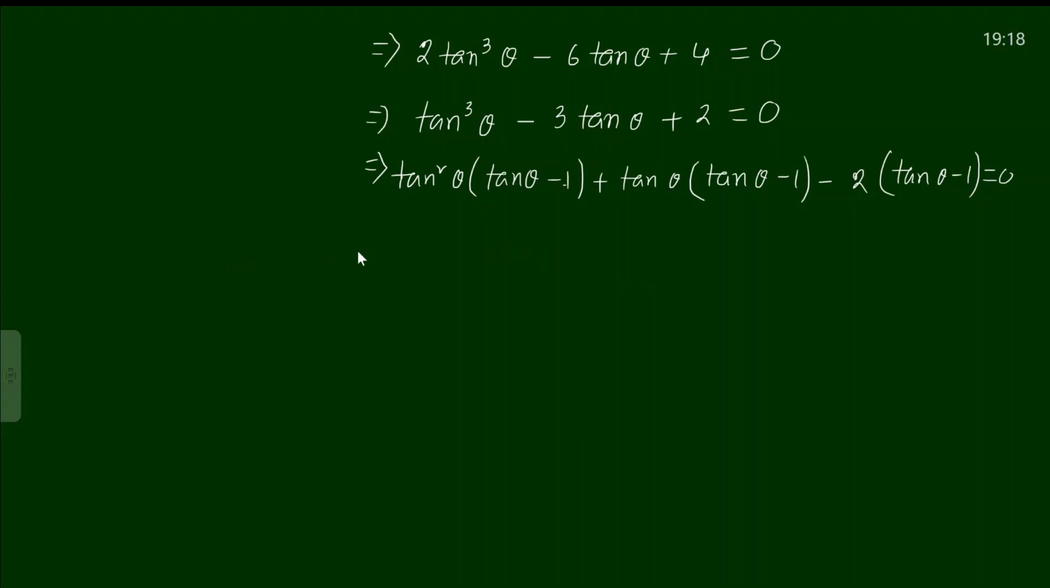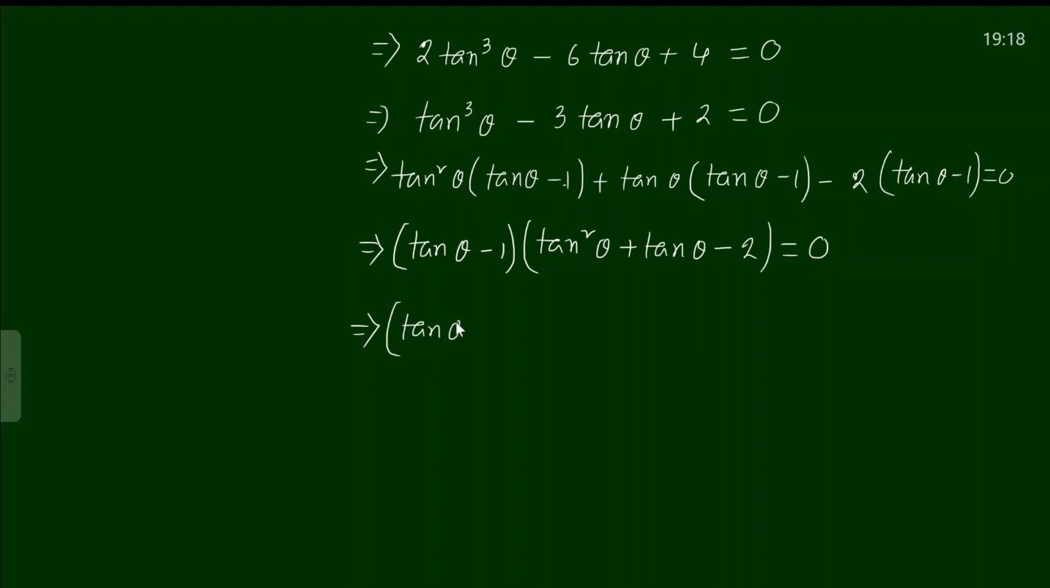Now we can take tan theta minus 1 common. So this implies we can take tan theta minus 1, this term is common. So within bracket, this is tan square theta, then plus tan theta, and then minus 2 is already there, is equal to 0. Then which will imply it is tan theta minus 1 is already here, and here again we can take factorization, and it can be done in this way: tan square theta plus 2 tan theta, you see here 2 tan theta, then minus tan theta, and minus 2 is already here, equal to 0.